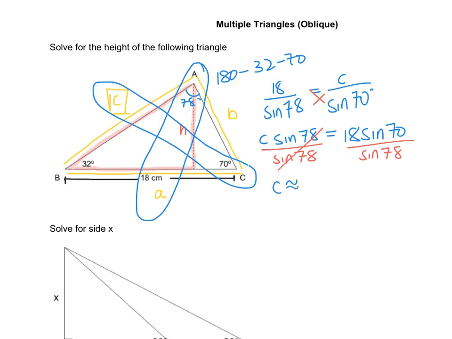Now be very careful when you type it in. You can do the numerator, press enter, and then divide by sine 78. Or if you do it all at once, make sure you do have brackets around your numerator. So try it out on your calculator. If you have to pause the video, do so just to make sure you are typing it in correctly. And you should get approximately 9.8 centimeters for side C.